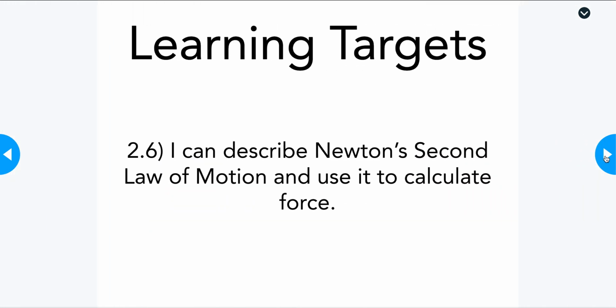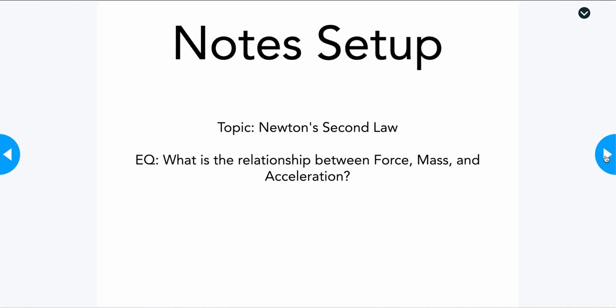All right, our learning target for today is I can describe Newton's second law of motion and use it to calculate force. I want you to go ahead and set up your notes. Our topic for today is Newton's second law, and our essential question is what is the relationship between force, mass, and acceleration?